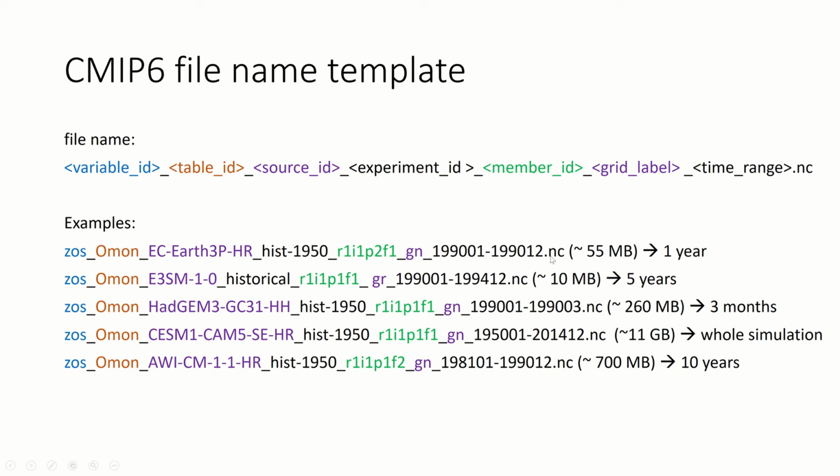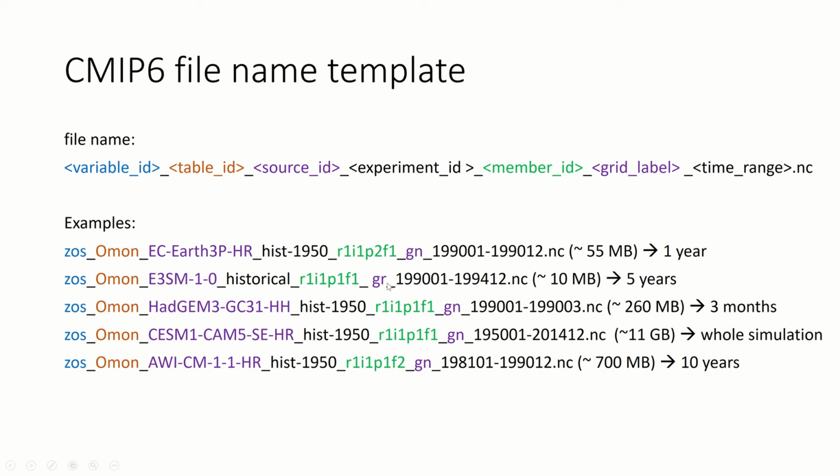The time range, for example for this file, is not the simulation period. So this historical 1950 simulation period is from 1950 to 2014. But this time range is how this modeling group, for this particular model and this particular simulation, stored the data or output the data for this ZOS. So here, for example, this is 1 year of data from 1990, and it's 55 megabytes.